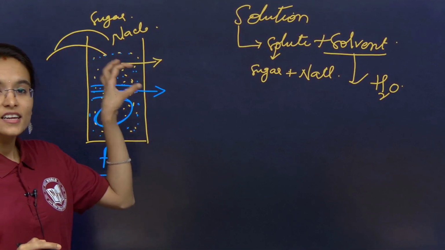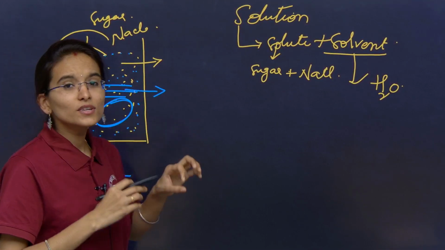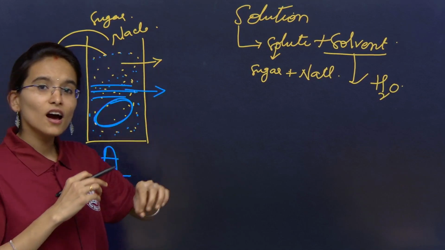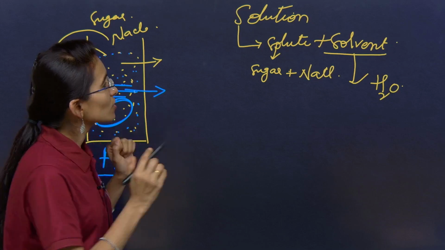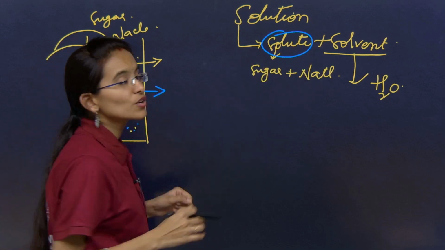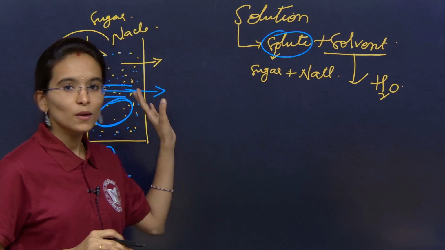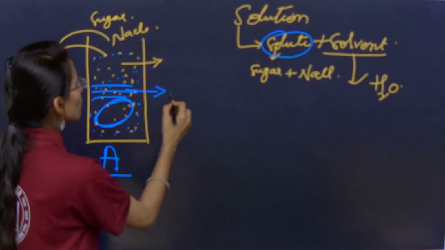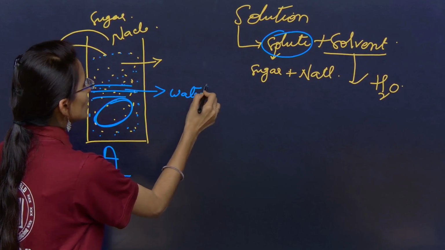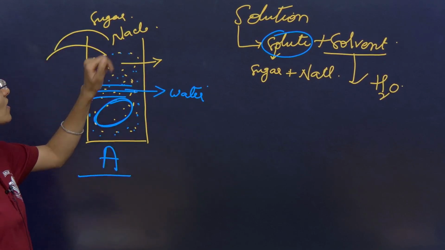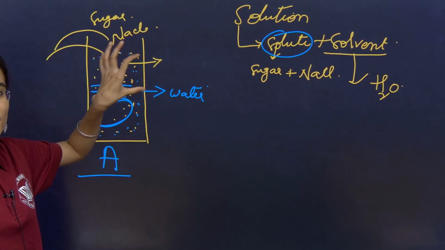Sugar and NaCl. So the sugar and NaCl that are going to be dissolved in the water are called solutes. Solutes will always dissolve in the solvent. What is the solvent? Water. Here the solvent is water, and the solute is, children, sugar and NaCl.